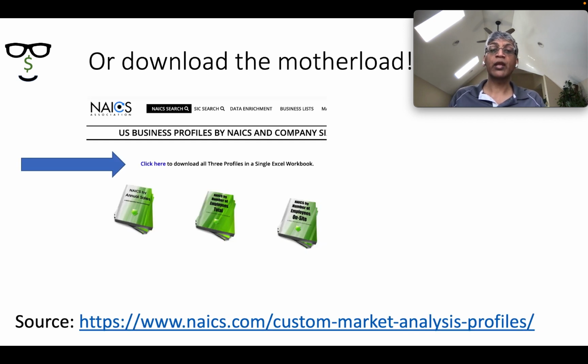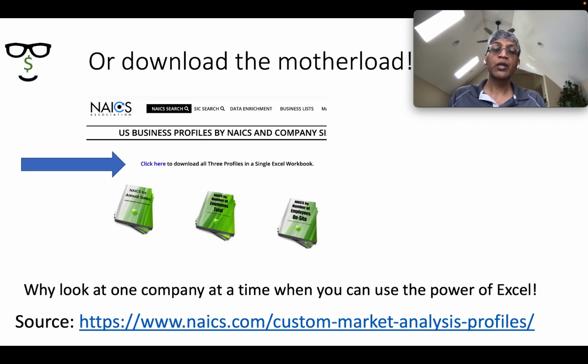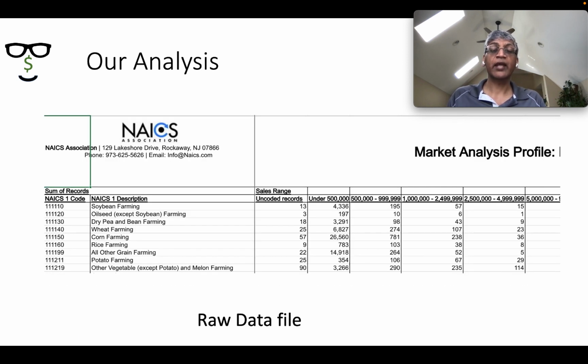Well, what if you're looking for a broader analysis? You don't have to go company by company or industry by industry. You can go to naics.com custom market analysis profiles. And here is a free download of all of that data. How cool. So you can then download that and your data file is going to look like this.